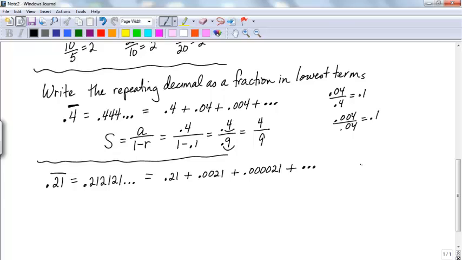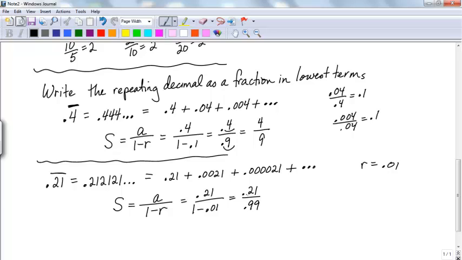And if you divided this out, the common ratio on this one would be 0.01. So the absolute value of the ratio is less than 1. So yes, you can find the sum. The sum is a over 1 minus r. The a would be 0.21. 1 minus 0.01 would be 0.99 in the denominator.